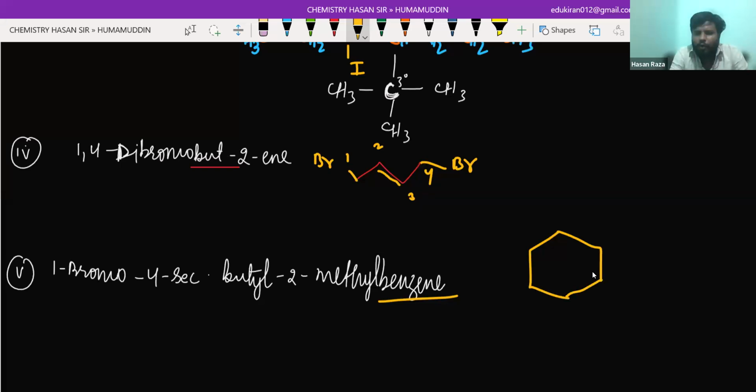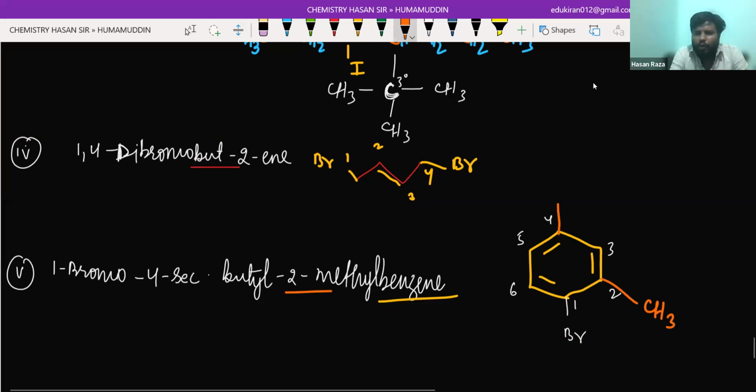1 bromo. Let's say at any place, this is your bromo. So 1, 2, 3, 4, 5, 6. And at the second position, there is methyl, so I'm going to write this methyl. And at the fourth position, secondary butyl. Butyl means 4 carbon, and in the previous one it was tertiary. That's why I made it like this. This is your tertiary butyl.